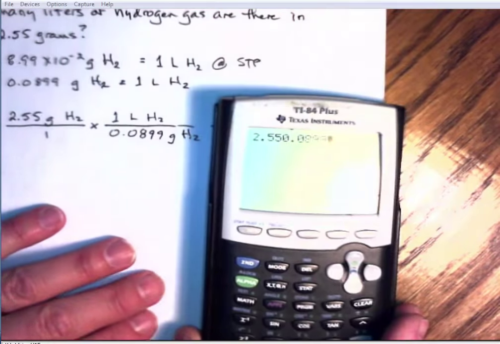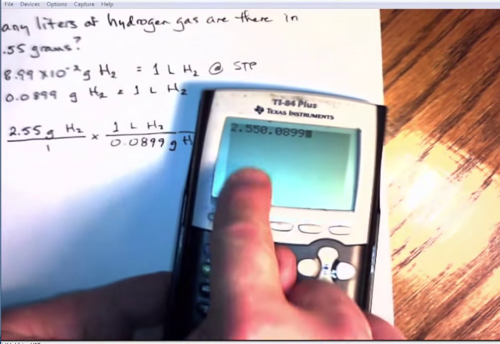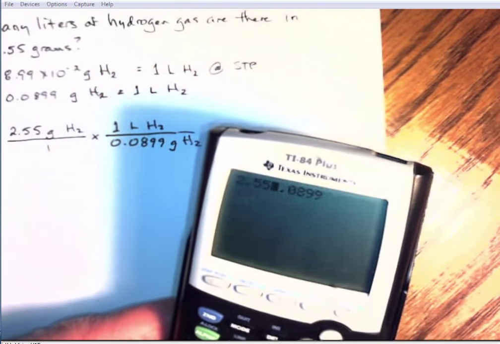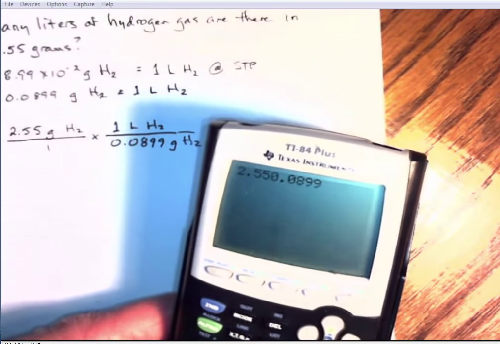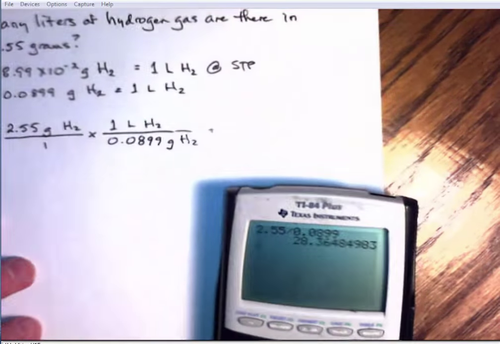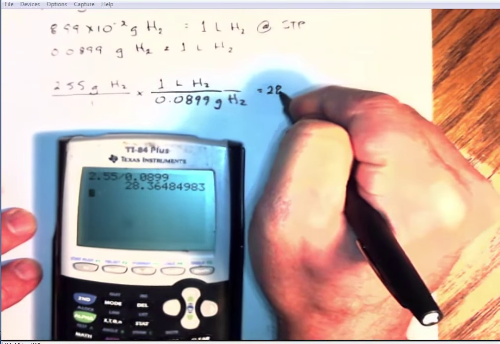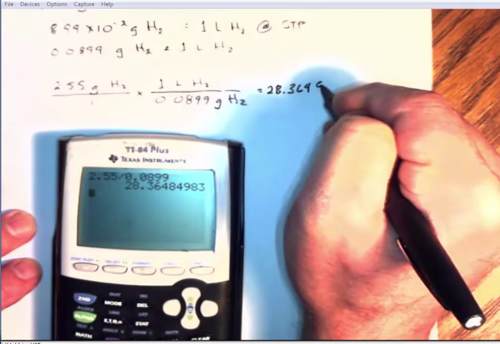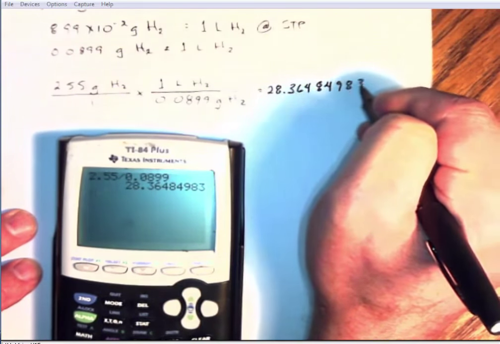So we've got this number. Did I divide? For some reason I didn't divide. Where's the divide button? Okay, let's put in second enter and do divide. Somehow I managed to leave that out. And then hit enter and I get this number here. So I got 28.36484983. That's the number I have left.